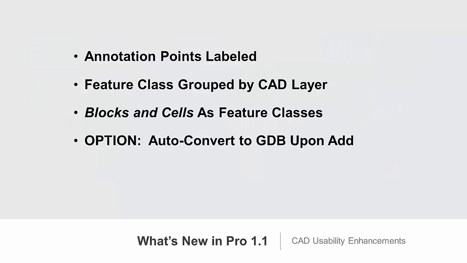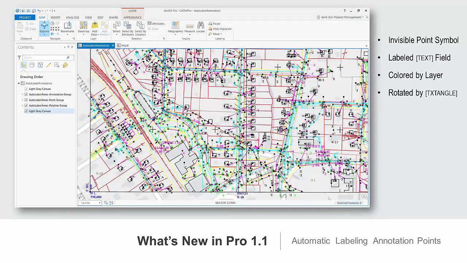ArcGIS Pro version 1.1 introduces a number of new usability enhancements for working with your CAD data. These usability improvements in ArcGIS Pro 1.1 include improved handling of CAD text as compared to ArcGIS Pro's first release, new methods of organizing CAD data within a map, and an option to automatically convert CAD files to GIS datasets when adding them to a map, as well as improved data loading performance. Let's take a look at text placement.